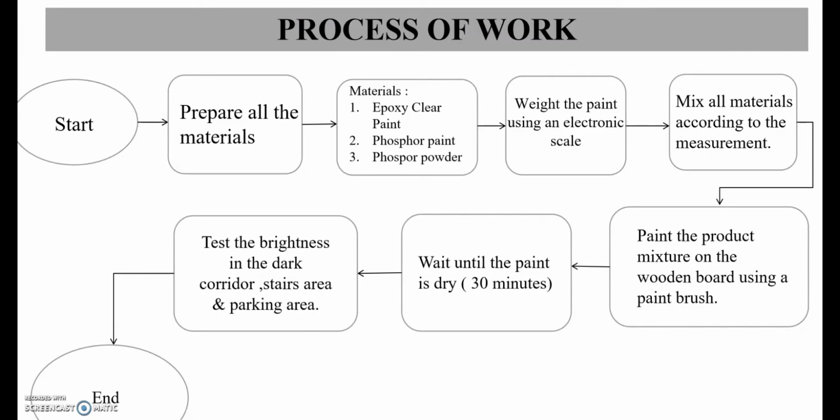This is the process of making our product. We prepare all the materials first, and then we weigh the paint using an electronic scale, and then we mix all the materials according to the measurement. Then we paint the product mixture on the wooden board using a paintbrush. And then we wait until the paint is dry, which took 30 minutes. And then we will test the brightness in the dark corridor, stairs area, and parking area.